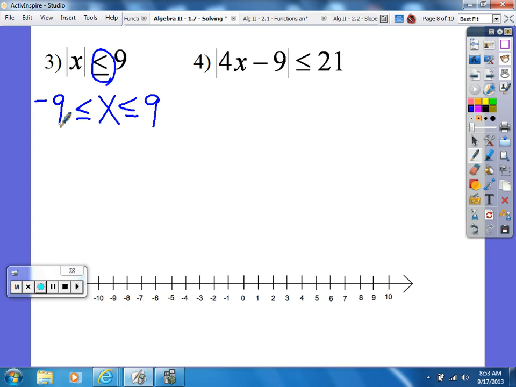Now, do I need to do anything to solve this? Or is it already solved? It's already solved. X is by itself, right? So if I was graphing this, what kind of a dot would I put at negative 9? Closed dot. And at 9, I would also put a closed dot. And I shade in the middle.